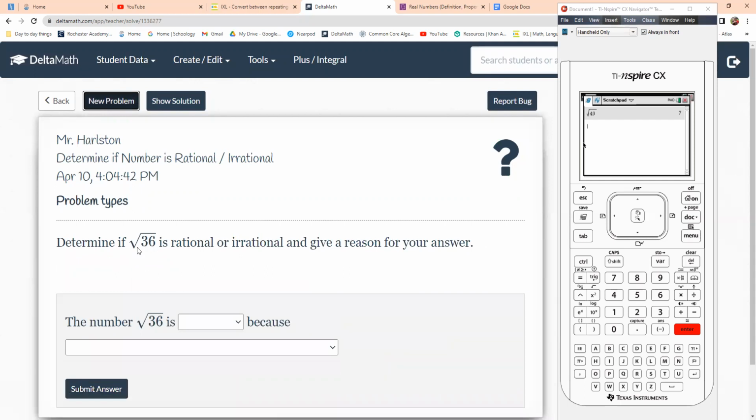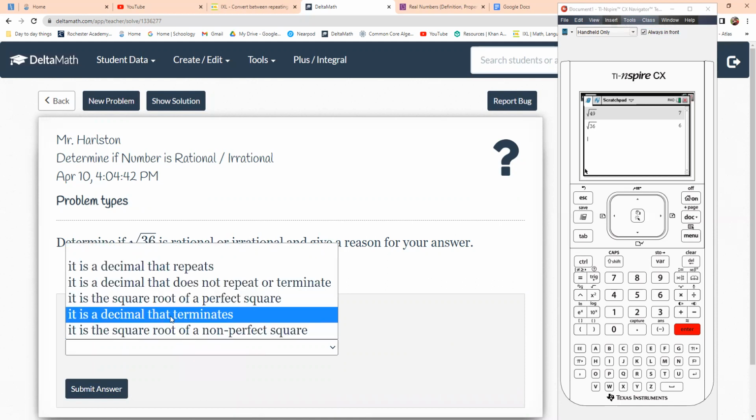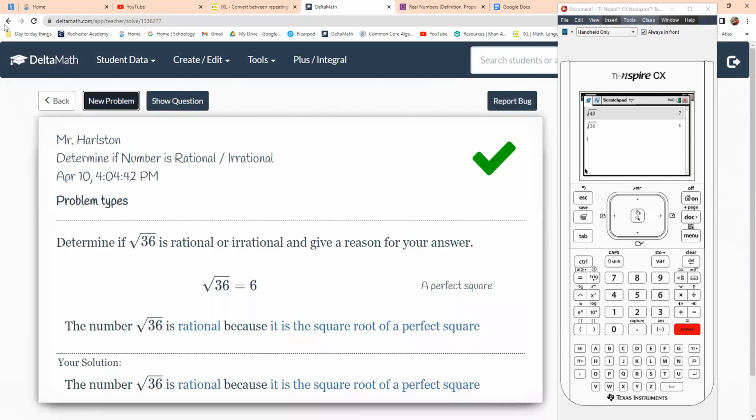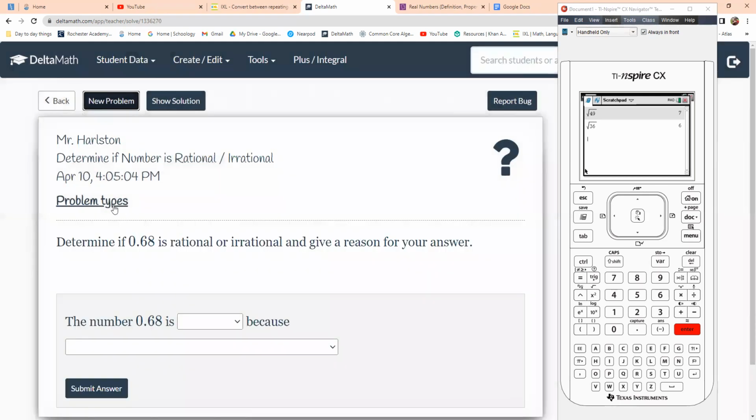All right, again, if you don't know that 36 is a perfect square, just put it into the calculator. And you'll see it's an integer. They give you 6. So that means that this is rational. And that's because you took the square root of a perfect square, which would be this choice. And that would be it. All right, so let's do a couple more. 0.68 is rational because it's a decimal that terminates. That's a pretty simple one.